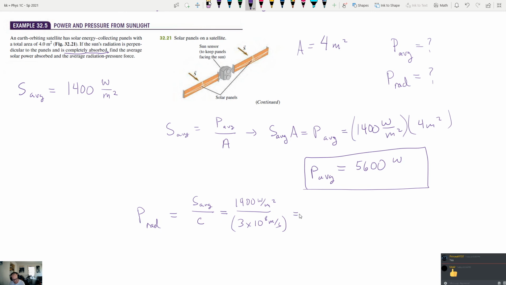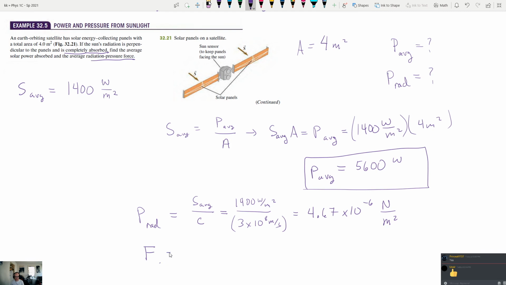Divided by 3, E8. Because most of it just involves plug and chug stuff like this. We're going to get 4.67 times 10 to the minus 6th. That's watts. So this is in newtons per meter squared. And actually, it does say radiation pressure force, so I think we want to convert that to force.